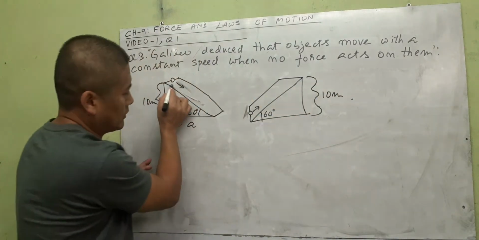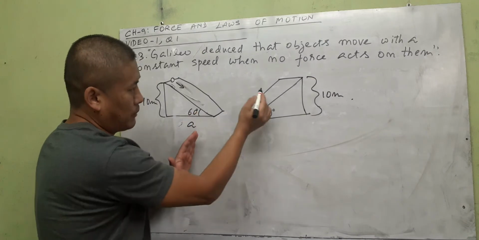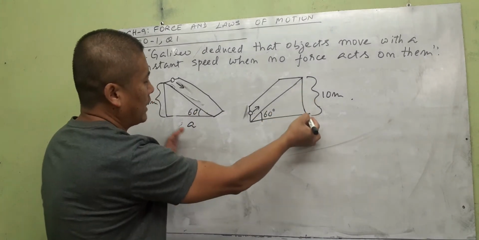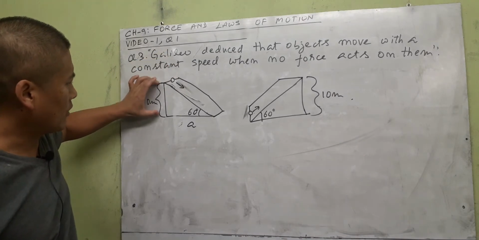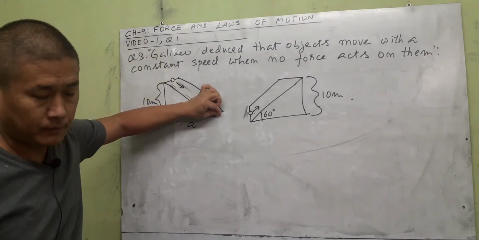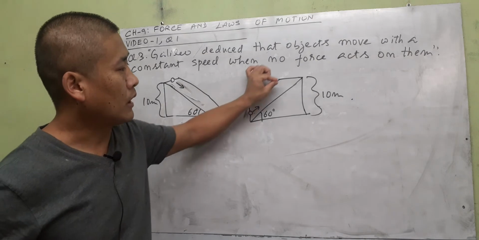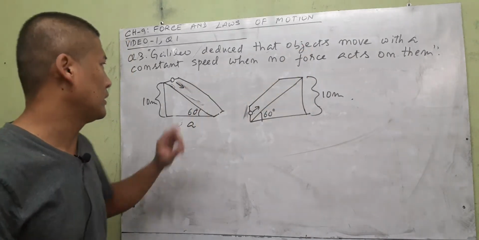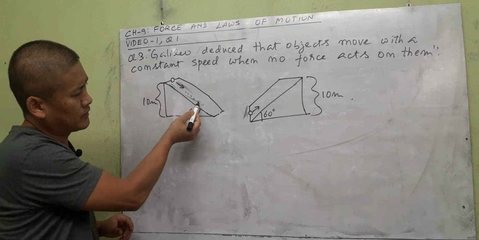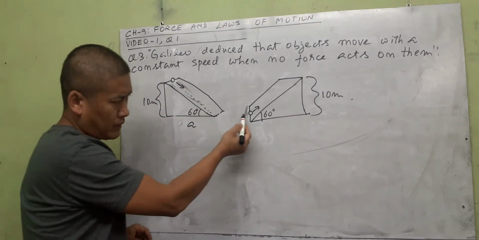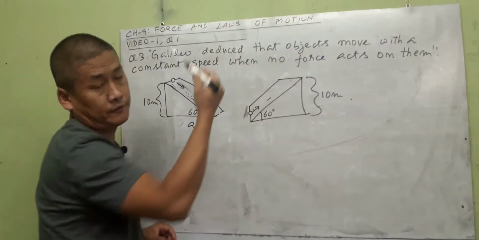Then he found out that as it rolled down, it climbed up to the same height as this one. From this side, you drop from 10 meter height from the ground. It rolled down. If it is a perfect inclined plane, it rolled up to the same height on the other side. But he noticed that while this ball was rolling down, the velocity began to increase. But when it reaches here and begins to climb up, the velocity decreases. That's what he found out.